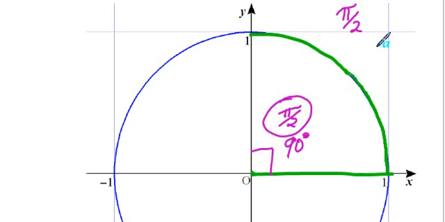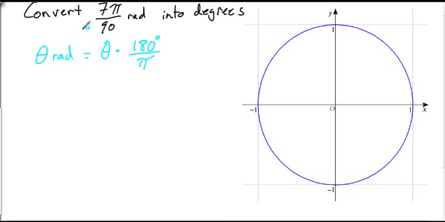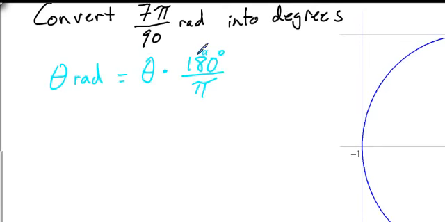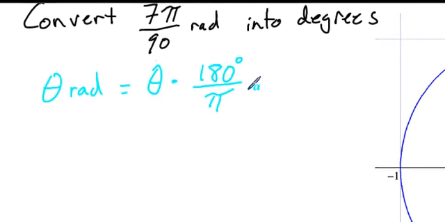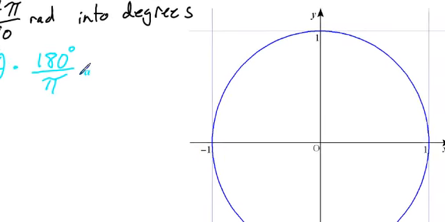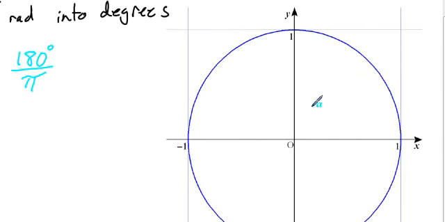Now here are some examples of converting from radians to degrees. In this example, we're asked to convert 7 pi over 90 rads into degrees. Well, we know that theta radians is equivalent to theta times 180 degrees over pi. Take a look at that real quick. 180 degrees over pi is a unit fraction, meaning 180 degrees is equivalent to pi. It's nothing more than a fancy conversion fraction from radians to degrees. It has essentially a value of 1, meaning 180 degrees around the circle is equivalent to pi radians around the circle. So they have equivalent measures.